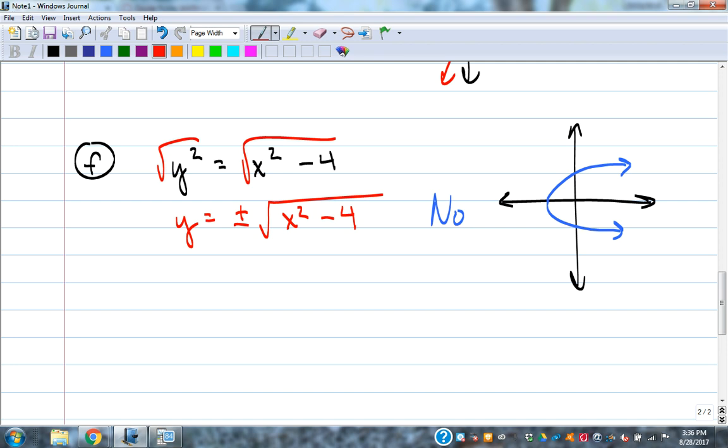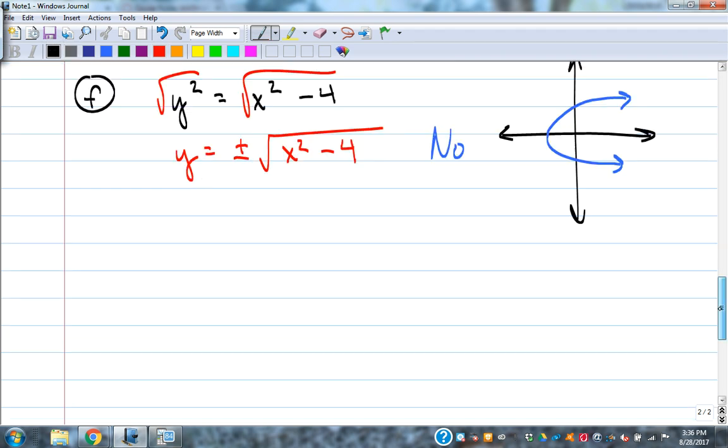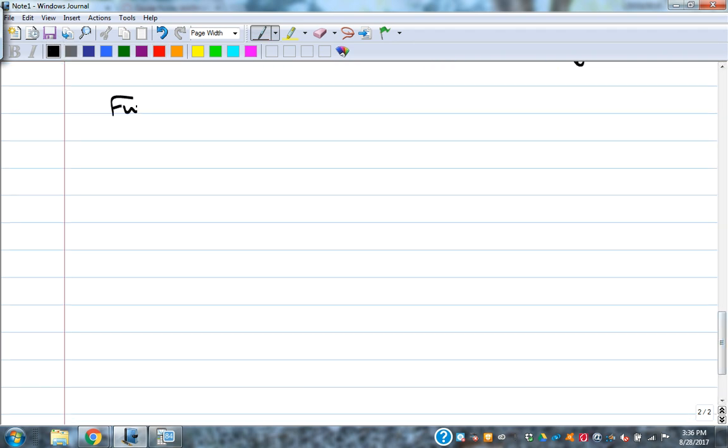Okay. All right, let's talk about function notation. Since we know what functions are, what they look like as far as a graph or a set of ordered pairs or a mapping, let's talk about some notation that we use with functions, and that's called function notation. Fun stuff. Same section.